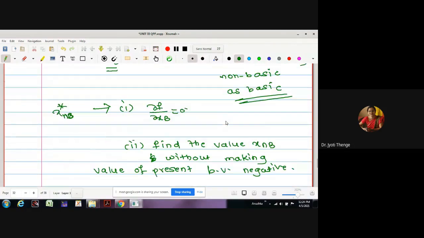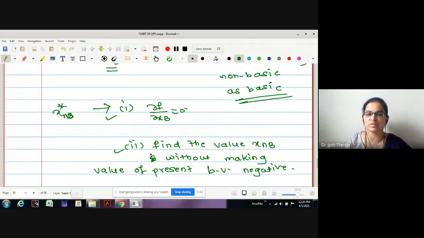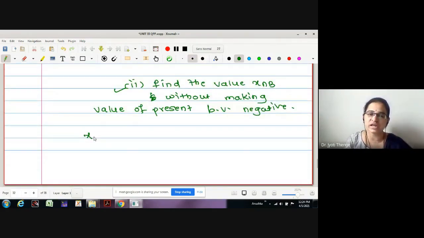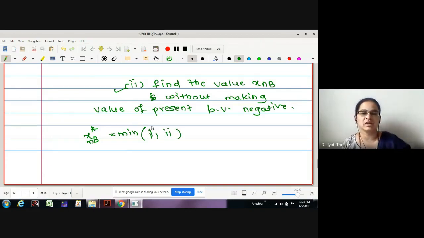Therefore there are two aspects to find the value of that non-basic variable, and once we find the two values, we have to select the minimum. Select the minimum value obtained from 1 and 2. This is the idea of Bill's algorithm. We will write the algorithm in detail so the idea will be clear.